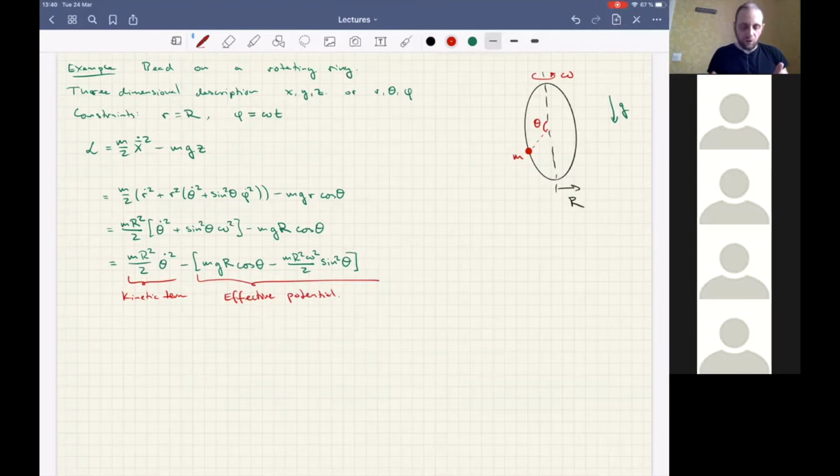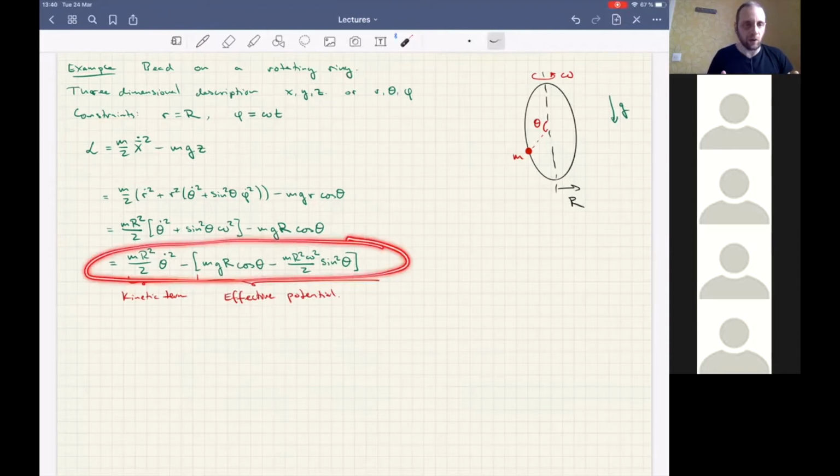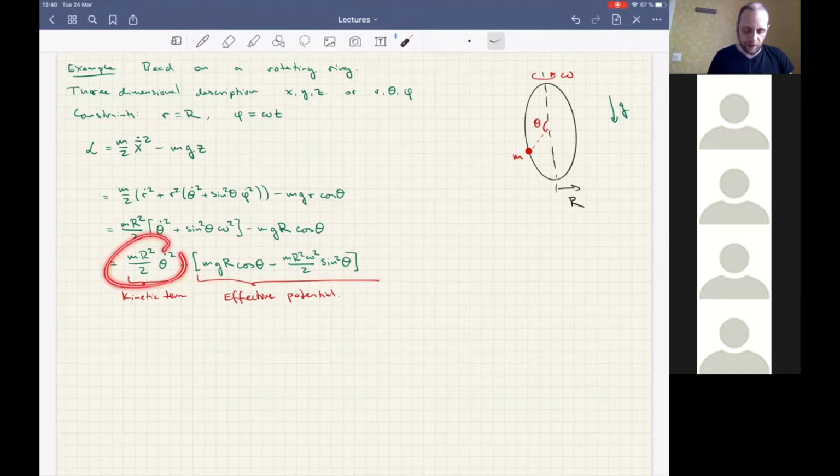So from having this 3-parameter description, having our Lagrangian with 3 parameters, x, y, and z, or r, theta, phi, we have a Lagrangian with only 1 parameter, which has a kinetic part and a potential part. So if we just look at how this potential behaves, let's draw this as follows.